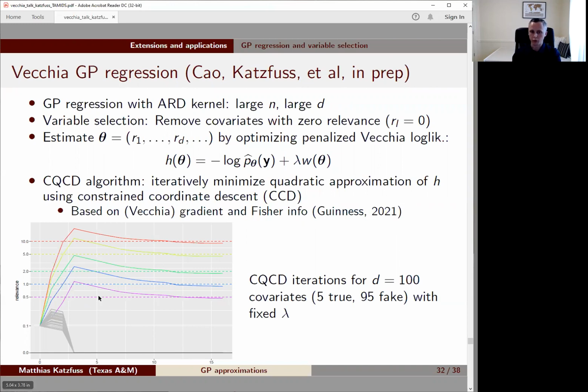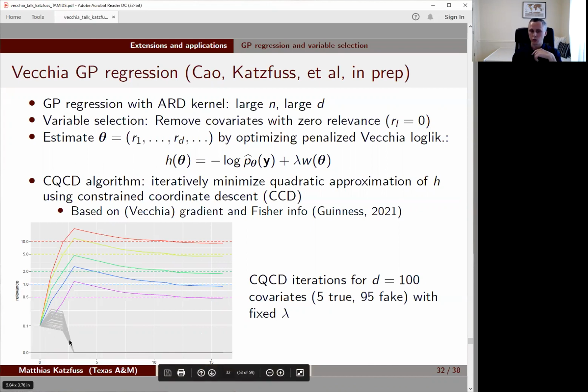Here's an example of what the CQCD algorithm does over a number of iterations. From some starting point here, we have d equal to 100 covariates. So we have R1 up to R100 on the y-axis on a pseudo log scale. What we're assuming here is that 5 of those 100 covariates are true covariates that actually affect the response, and 95 are fake.